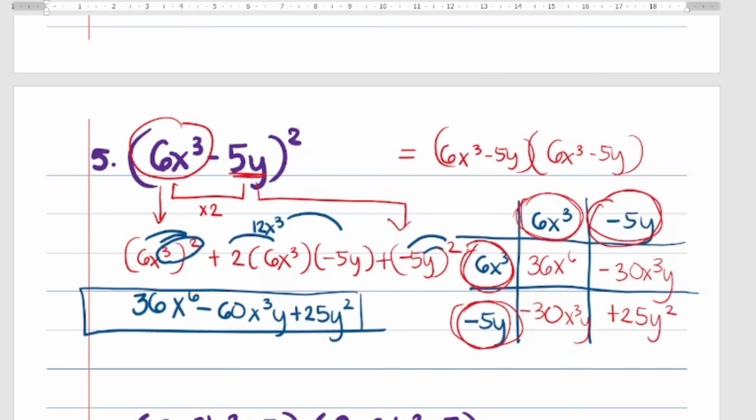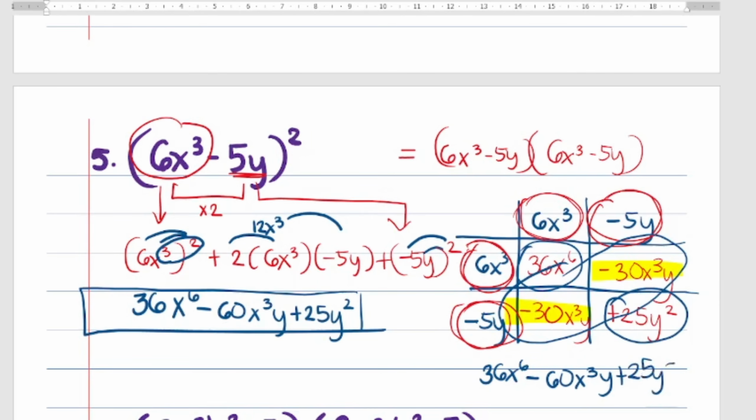Then we will combine like terms. We have these two like terms right here. Negative 30x cubed y plus negative 30x cubed y is simply negative 60x cubed y. Thus the final answer here is 36x raised to 6, then simplifying these two like terms, we've got negative 60x cubed y. Then the last term, positive 25y squared. It is the same result. So it's up to you which method is more convenient for you.